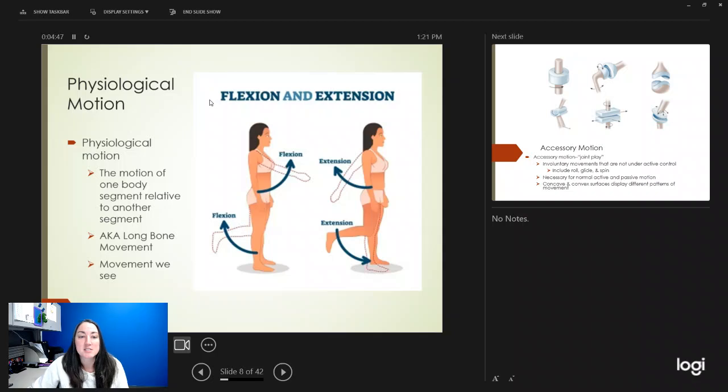Physiological motion, this is the motion that we see. It's also called long bone movement. So this is the motion of one body segment relative to another, but it's what we see, what we name, and the movement that we voluntarily control. So shoulder flexion, shoulder abduction, all those are physiological or long bone movements.